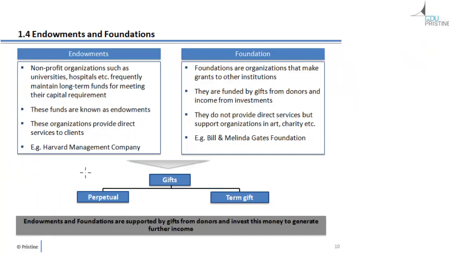Okay, moving to the next type of institutional investor, and I'm going to take two of them here, which is endowment and the foundations. Now they're quite close yet very, very different. Okay, let's talk about the endowments first. Now endowments are basically non-profit organizations, which is really the first characteristic, like a university or a hospital or any charitable trust, which really have been opened for a particular purpose. They have to maintain a long-term fund to meet their long-term capital requirements.